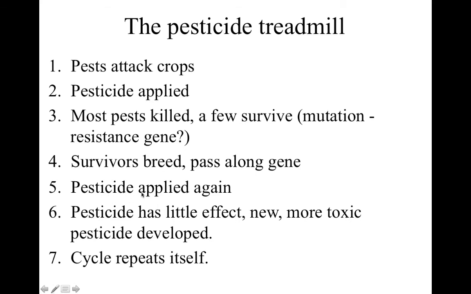You apply the pesticide the next season, but the pesticide has less effect. And because this pesticide is now ineffective, you call up your supplier and they have a new product that's even more toxic than the last one. It is a general thing that as time goes on, the pesticides that are being produced are more and more toxic, not just to pests, but to humans. And the cycle just keeps going on and on.